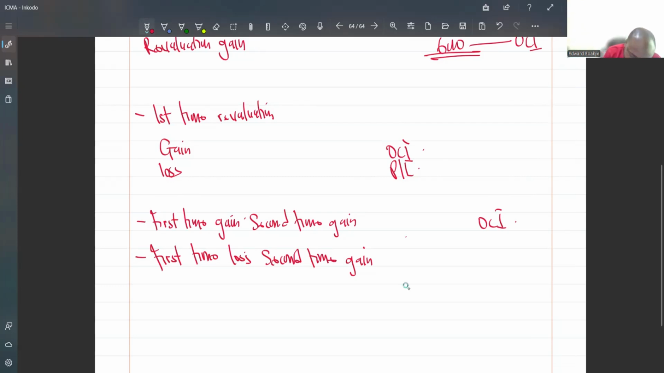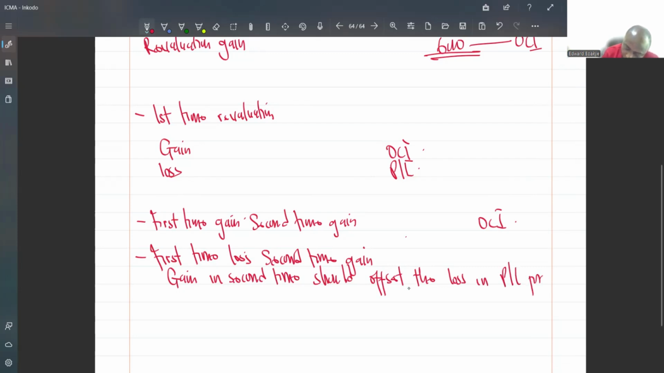So the gain in the second time should offset the loss in P or L for the first time. Any excess should be recognized at OCI.